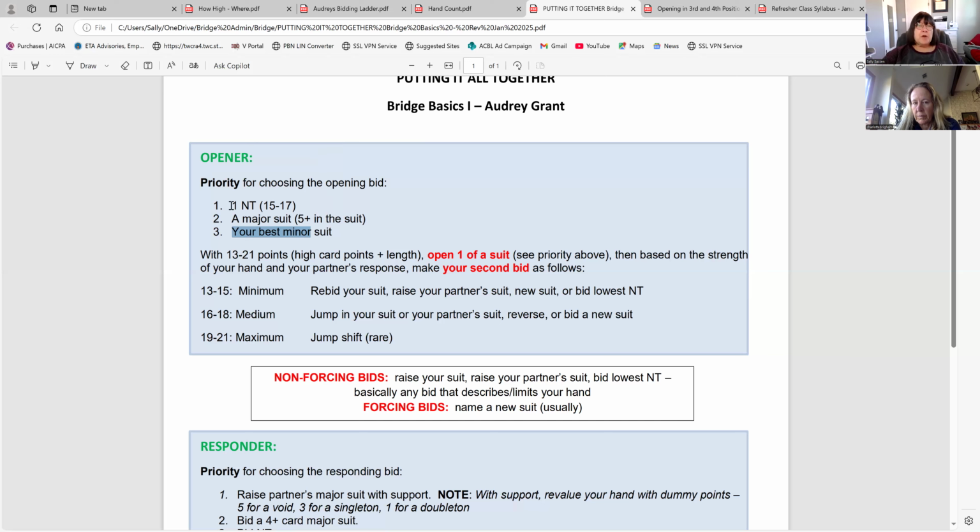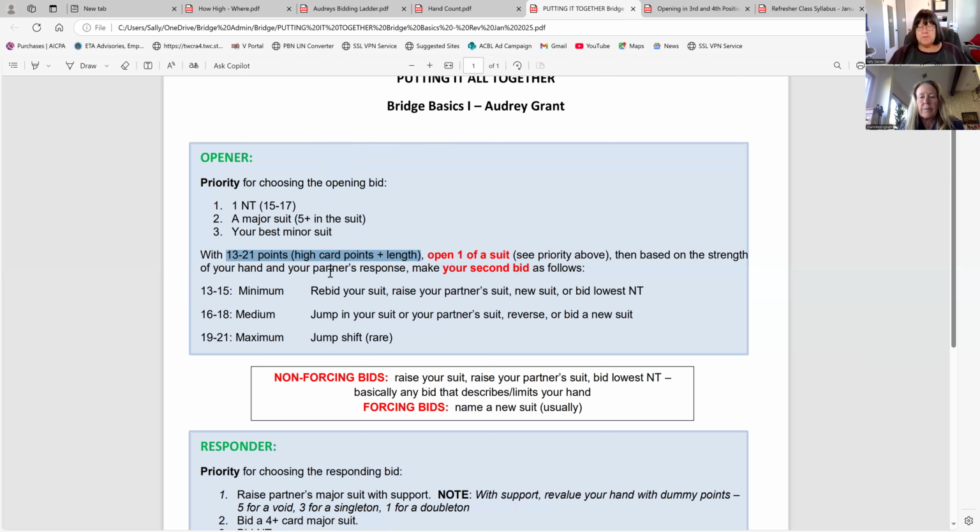So that's your priority for opening. A no trump first, if you can. If not a no trump, then we want to do a major suit if we can. If not that, your best minor suit. So with 13 to 21 points, we always are going to want to open. And remember, that is your high card points plus your length. So you have opened one of something.